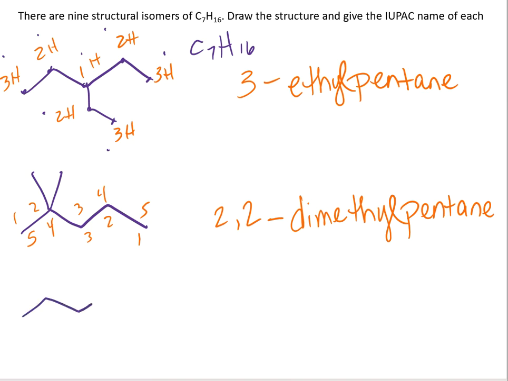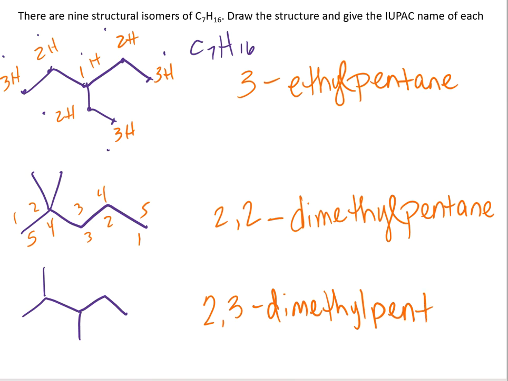But that's not the only way we can have 2 methyls. I could have had 1 methyl on carbon 2, and maybe another methyl here on carbon 3. I'm still dealing with a pentane. I'm still dealing with 2 methyls that are present. So I'm still dealing with dimethyl, but now I have 1 on carbon 2 and 1 on carbon 3. So then I would have 2,3-dimethylpentane. Now we're up to 6 of the 9.